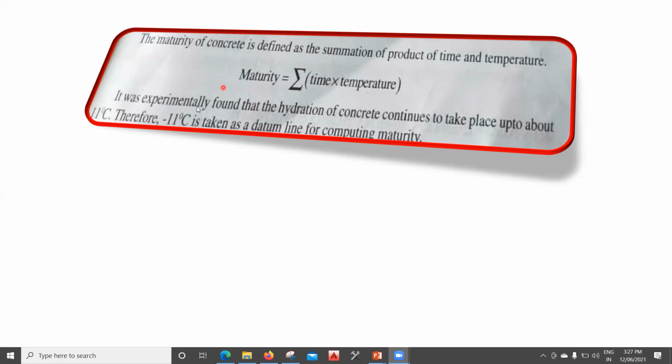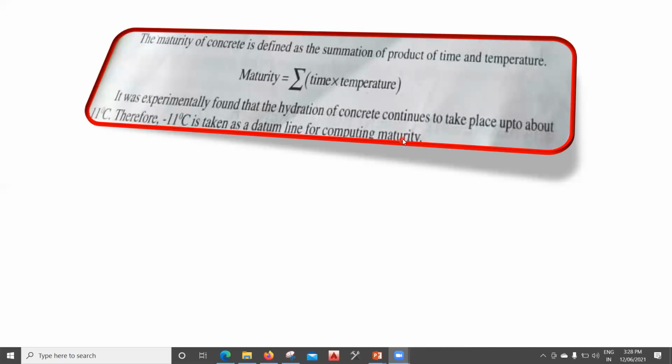And it was experimentally found, and now a lot of research has gone into this, right? It's not that someone suddenly came and gave this formula. No. So who is that person? They did a lot of experiments and finally came to a conclusion that it was experimentally found that hydration of concrete continues to take place even at a temperature of -11 degrees Celsius. Therefore, -11 degrees Celsius is taken as a datum line for computing the maturity, right?